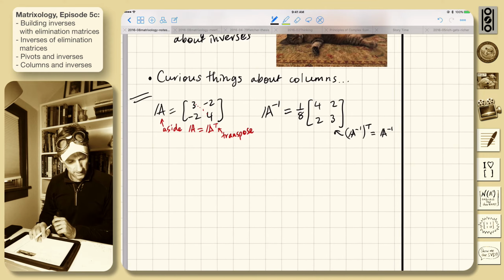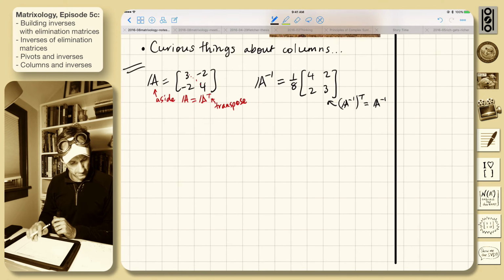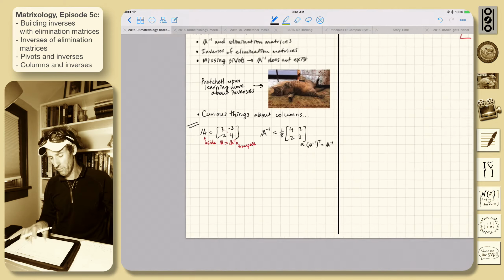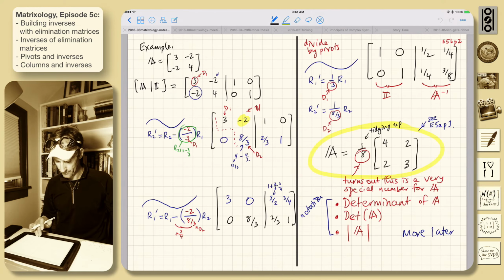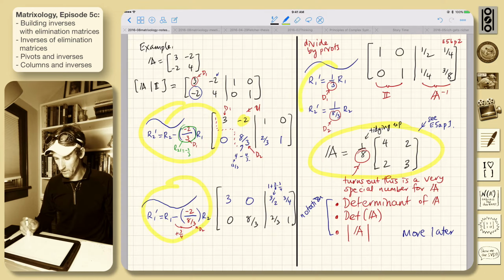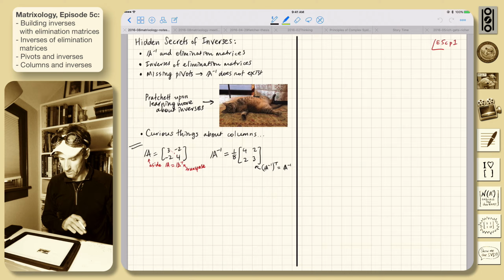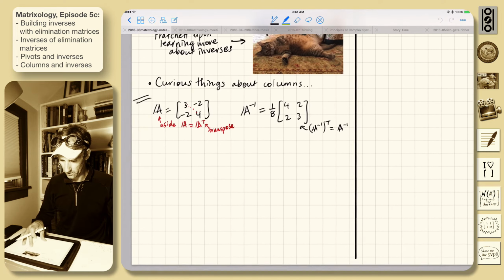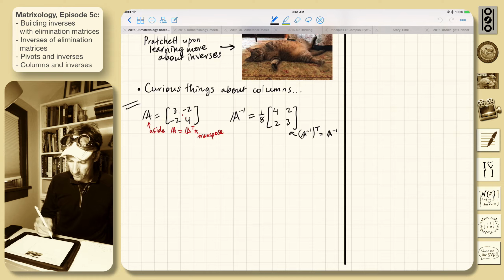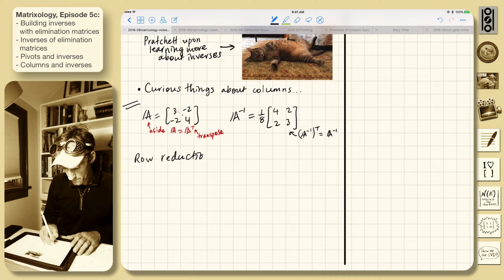Let's talk about how we would go about this with elimination matrices. We did all the row operations, right? There were 2 row operations, this one and then this one, and then we divided through by the pivots. So we need to do 3 things when we turn this into elimination matrix action. I'm just going to write them down, and you can check that they're the same thing. Let's replace row reduction with elimination matrices.